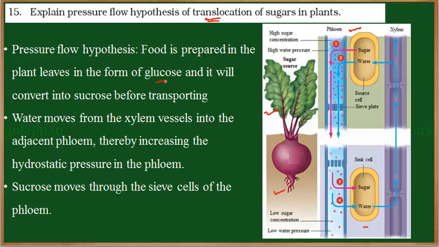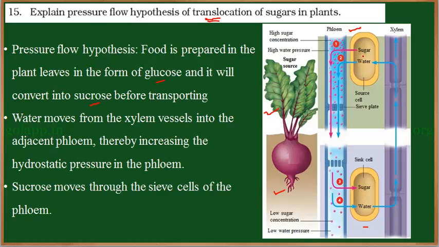But this glucose will be converted to sucrose before it gets transported. So that means glucose is a monosaccharide, whereas sucrose is a disaccharide. So before transporting, 2 glucose units will be converted into 1 sucrose molecule. So what happens in the source?